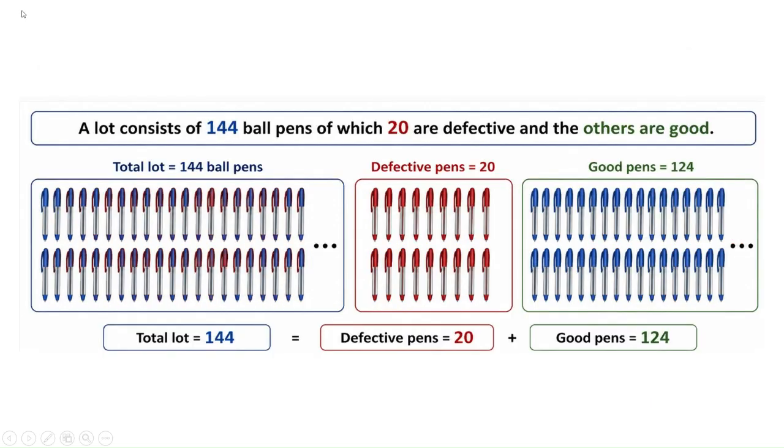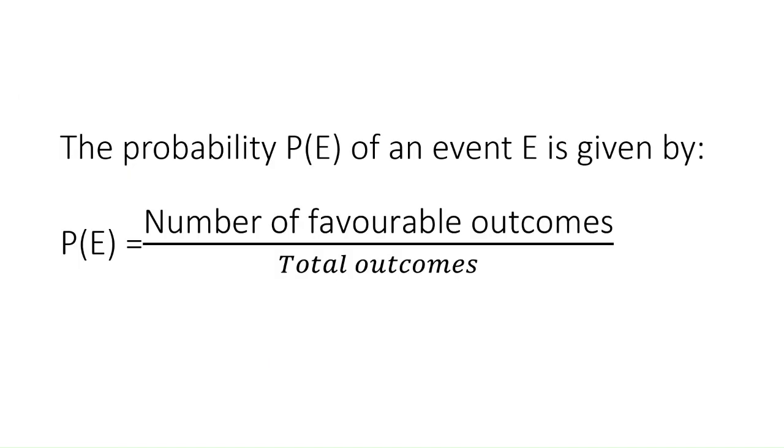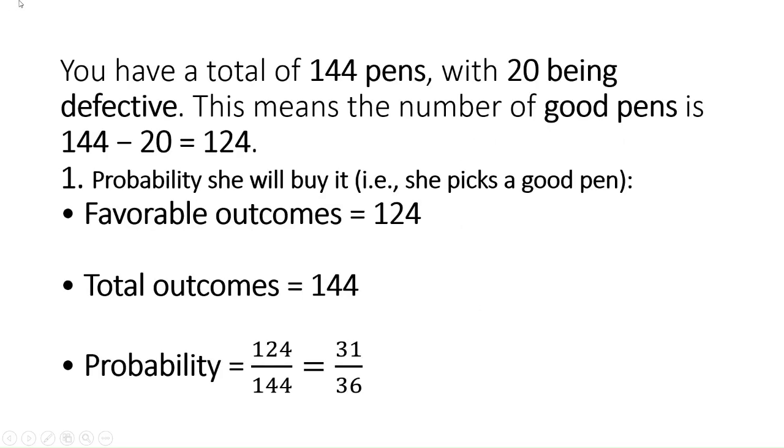Next, the probability of any event E will be given by number of favorable outcomes by total possible outcomes. Okay, so as we have a lot of total of 144 pens with 20 being defective, this means the number of good pens is 124, that is known to us.